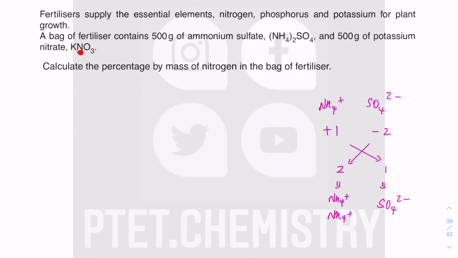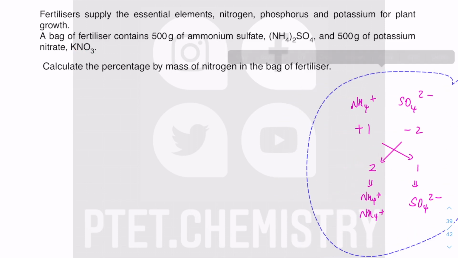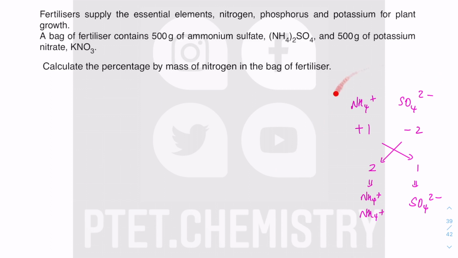And the same thing there, K plus and NO3 minus. That is a side note, something you should have been able to do from a couple of months ago when we first started on formula, before we did balancing equations. I suggest you go through all your formulas of ions if you are still very weak at it.